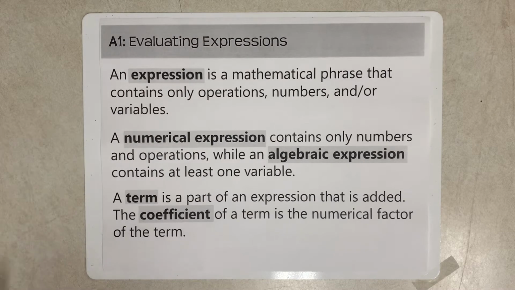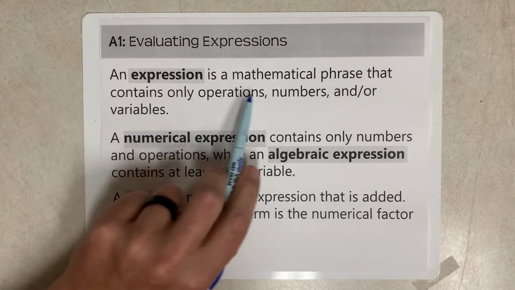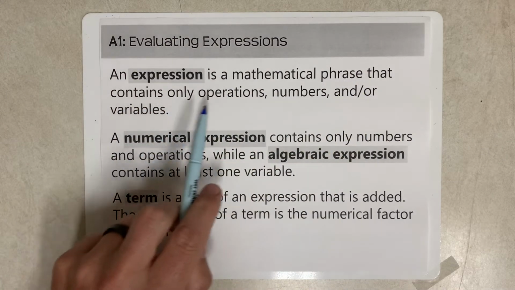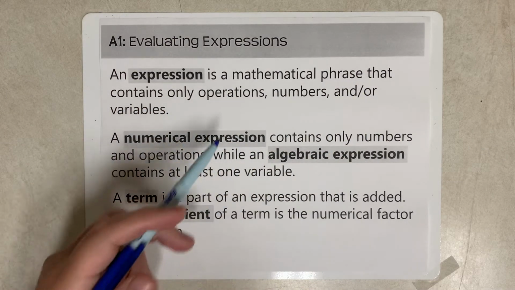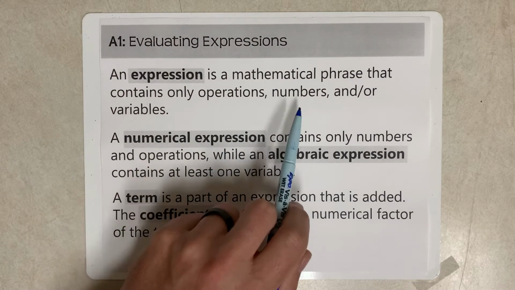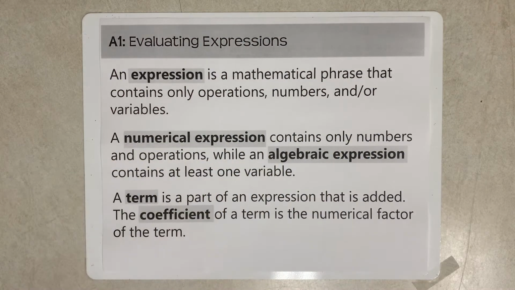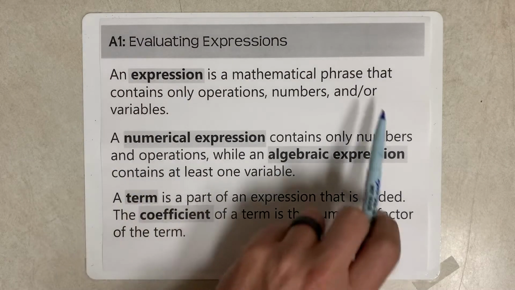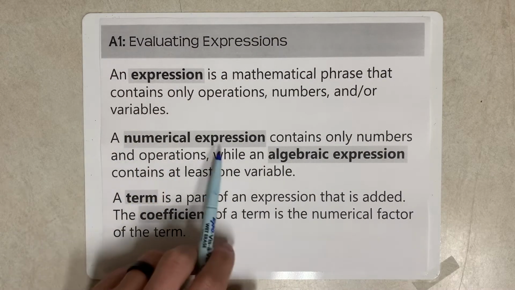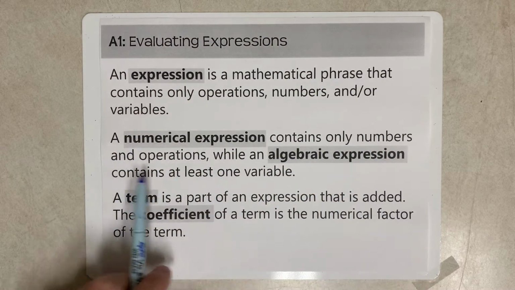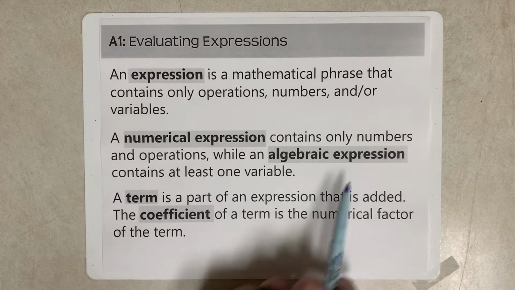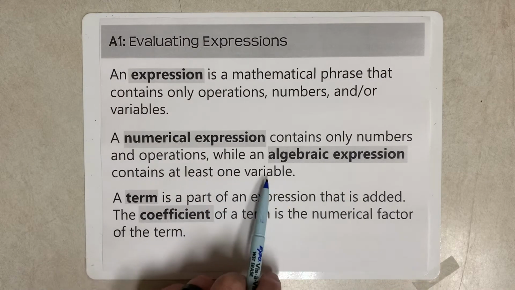So what is an expression? An expression is a mathematical phrase that contains only operations, so that's addition, subtraction, multiplication, division, numbers, and or variables. So it can contain any variety of those things. A numerical expression contains only numbers and operations, while an algebraic expression contains at least one variable.